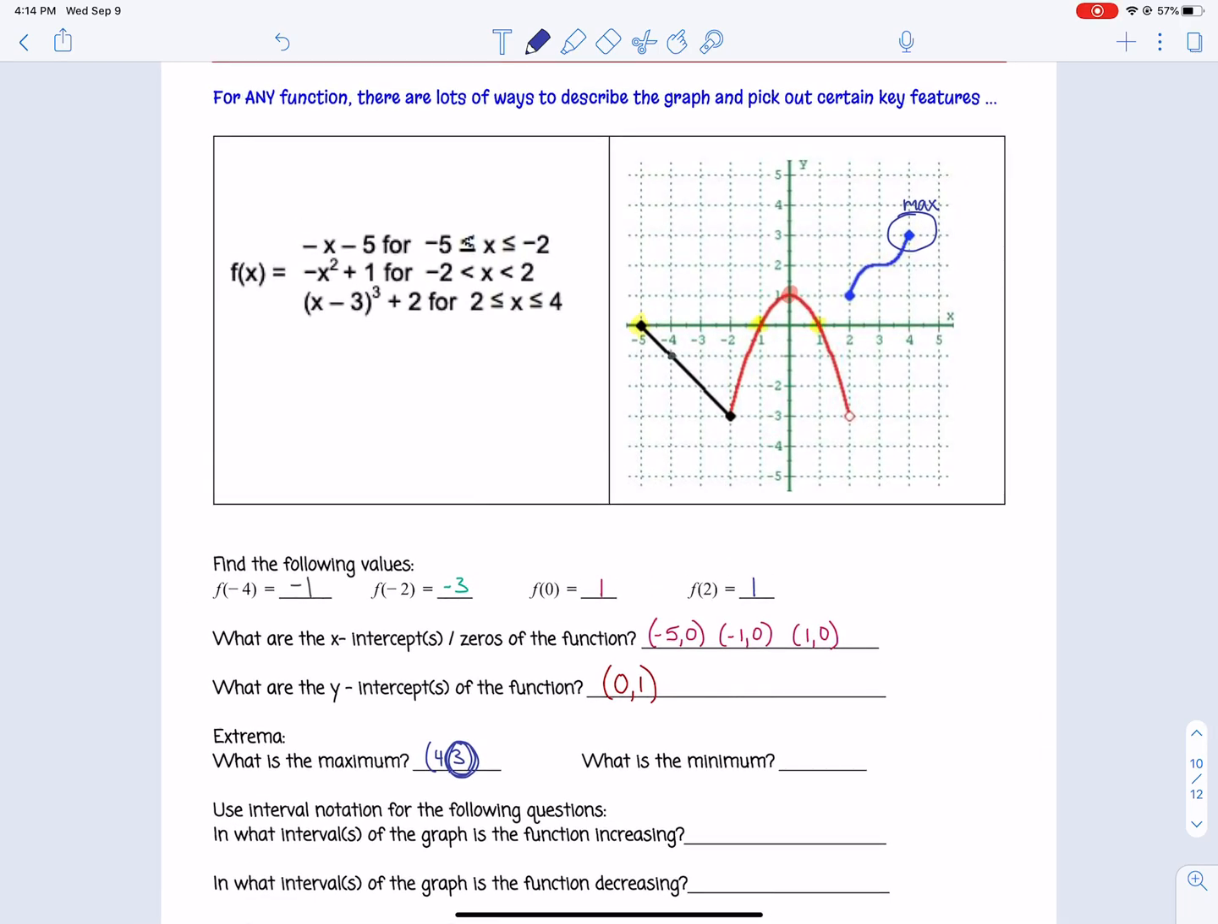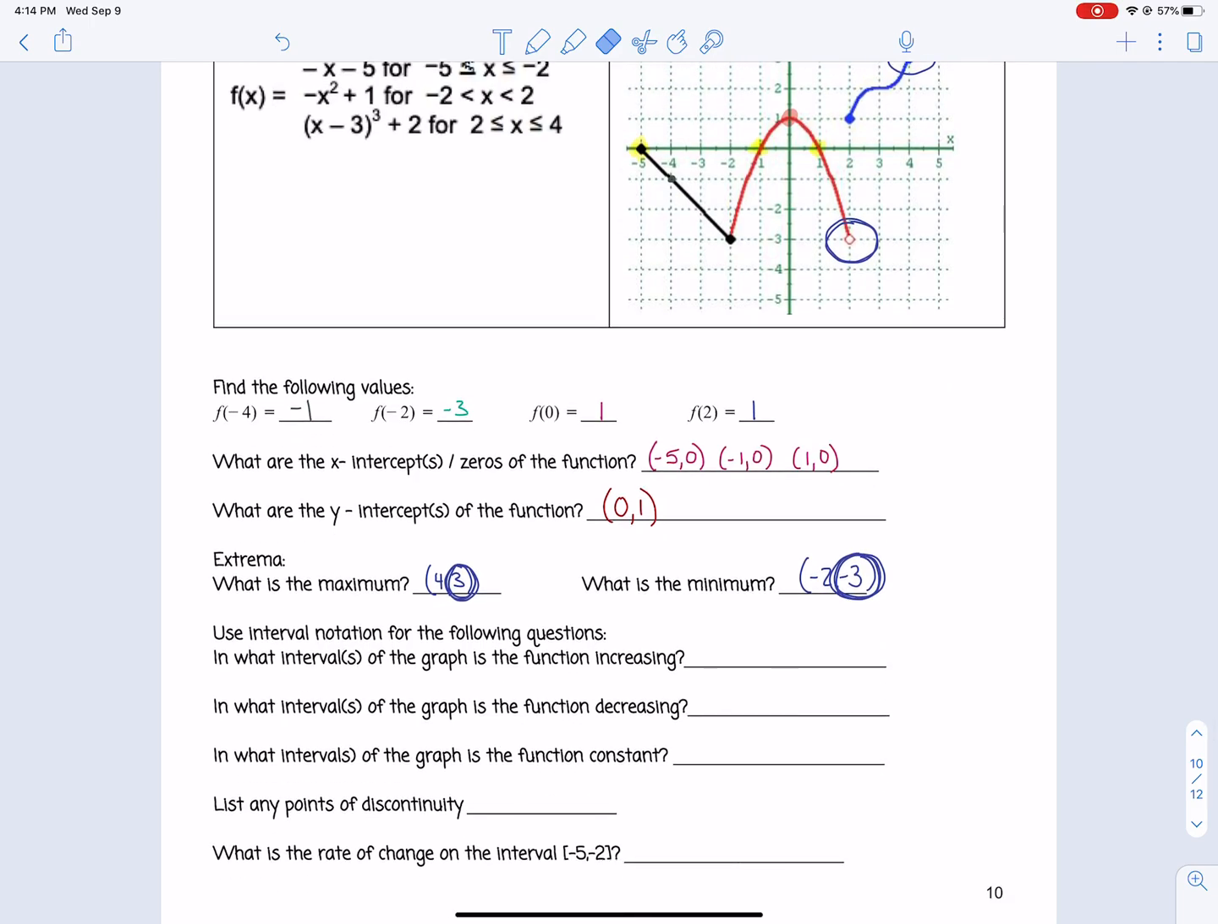And then it says what is the minimum. If I look down at the minimum points, I have 2 to choose from. But one is open and one is closed. So I would just use the one that is closed. Let's say that's at (-2, -3). And a lot of times they just want the minimum value, which is the y value at that point, which would just be -3.